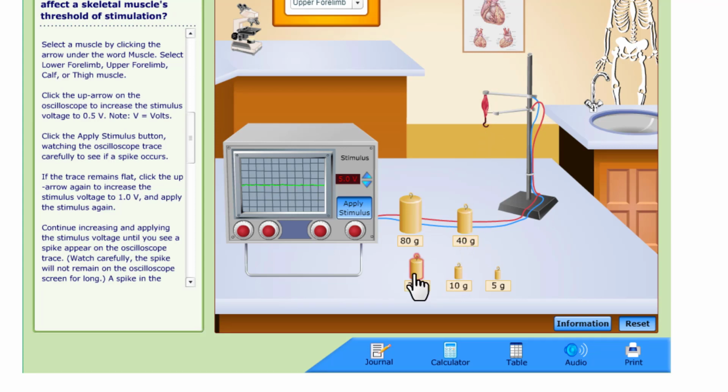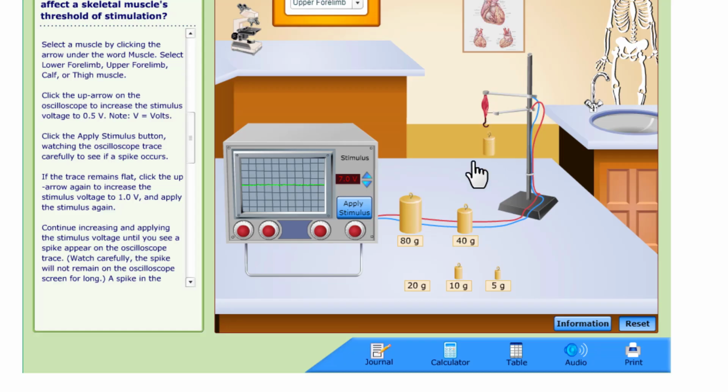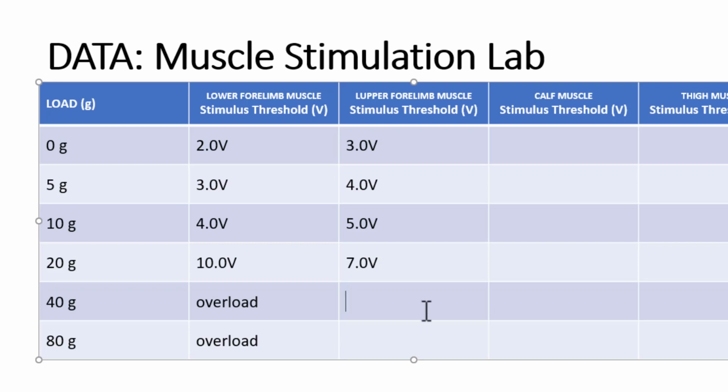Let's remove the 10-gram weight and add the 20-gram weight. We'll continue increasing our stimulus. We see that we need a minimum voltage of 7 in order to elicit the muscle twitch with the 20-gram load. Next, let's try the 40-gram weight. We have reached the maximum stimulus and still have not caused the muscle to twitch. We must have reached the overload.